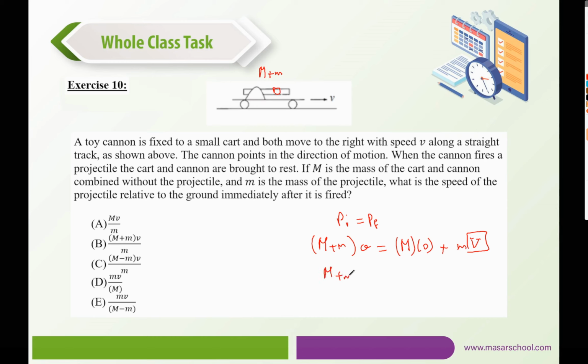Then capital M plus small m multiplied by v would be equal to small m multiplied by capital V. Then capital V would be equal to capital M plus small m divided by small m multiplied by the speed v, which means that B is the correct answer.